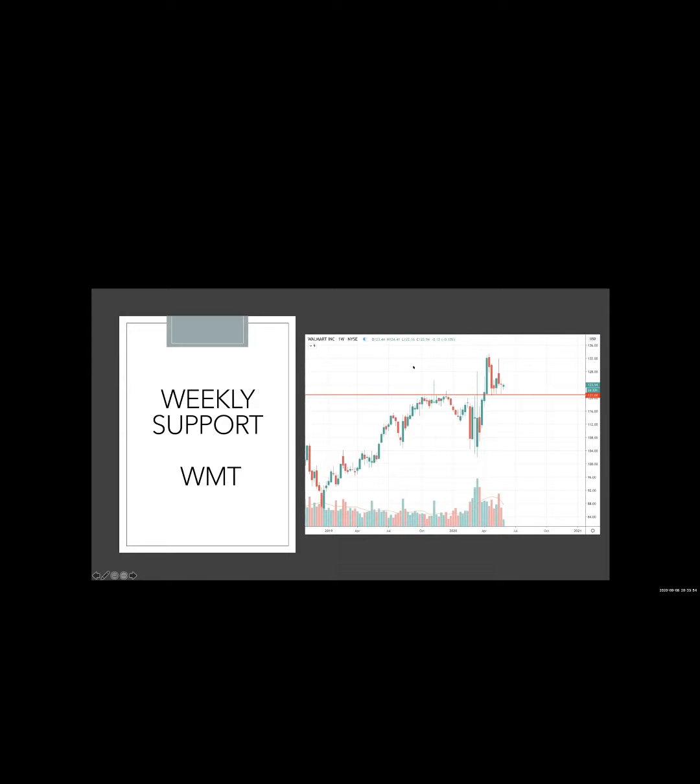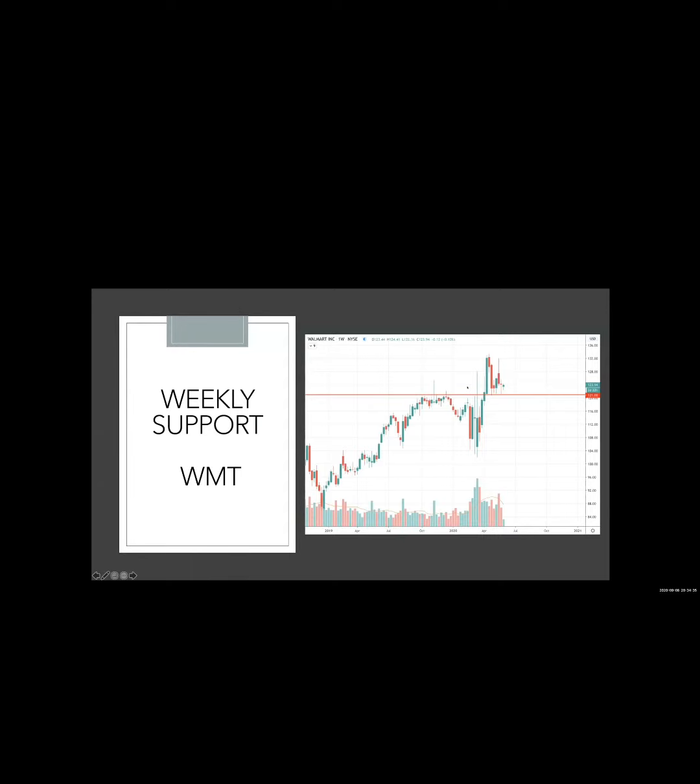Weekly support for Walmart. If you go back and look just before 2020, the dates are down at the bottom, by the way. If you're looking at October, that 121 was actually a resistance. Back in late 2019, 121 was a big resistance for Walmart. It couldn't pass through it. It wicked through it one day, but then it got shot back down and actually closed the day below again. Same thing right here. It wicked through that 121 in late 2019, but then it got pushed back below it.